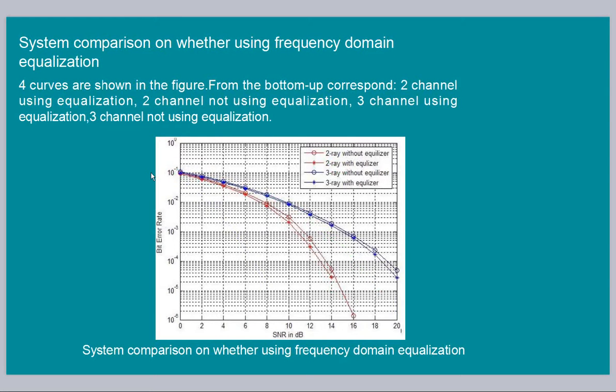And this is the result of the comparison on whether using frequency domain equalization. Four curves are shown in the figure. From the bottom to the top they correspond to: 2 channel using equalization, 2 channel not using equalization, 3 channel using equalization, 3 channel not using equalization.